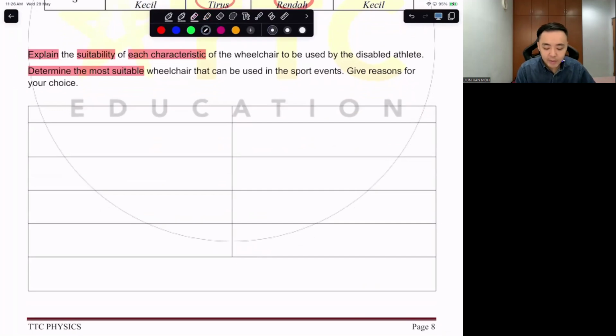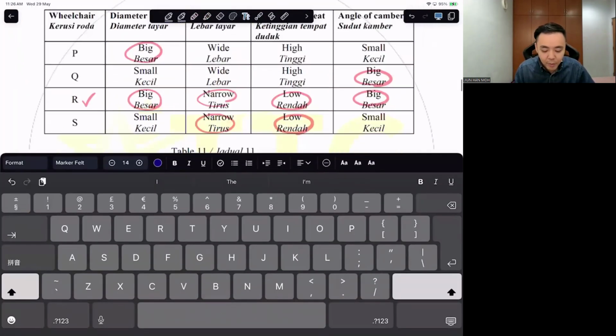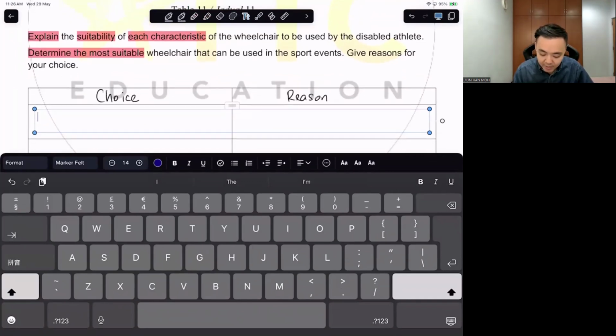Now on top you write the title. The title is actually very easy. You just put your choice there, right? They don't deduct marks for it. Choice and then reason. Or you can write expect and then explanation for this side also. Not important, just a title anyway. First of all, the first one, diameter of tire, how? Diameter of tire, how?